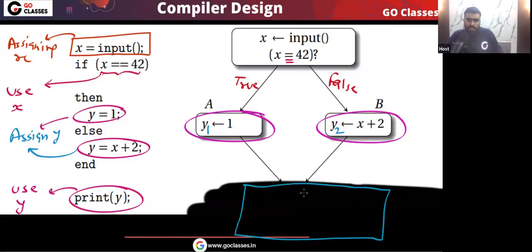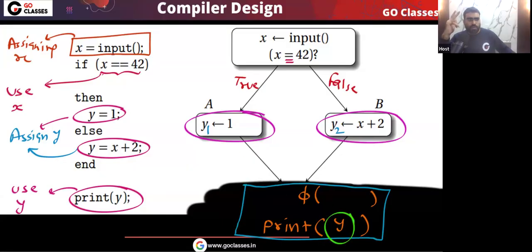Basically what this Phi instruction will do, this is a function. This Phi instruction will take two variables. See, there is a confusion. We should use y or y because ultimately there is a print y here. What is the confusion? Tell me. The confusion is this y should be y1 or y2.